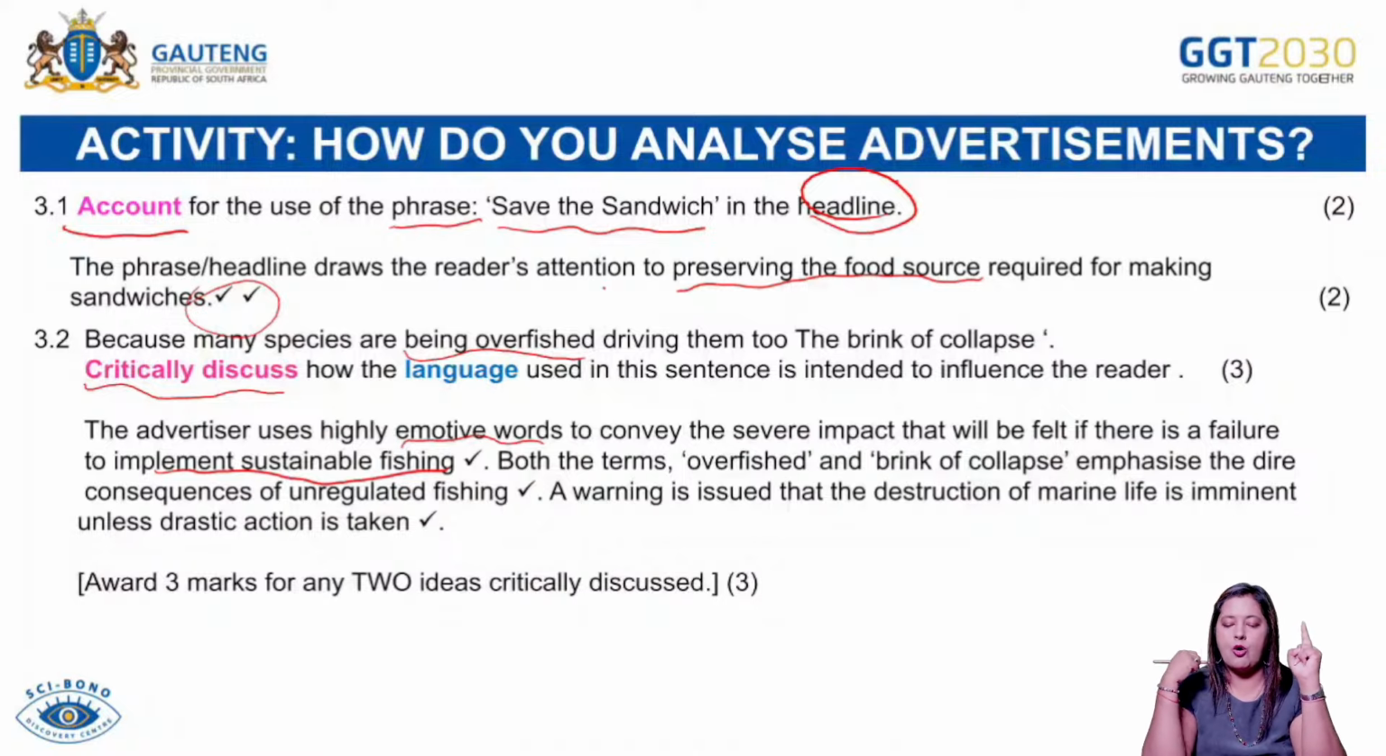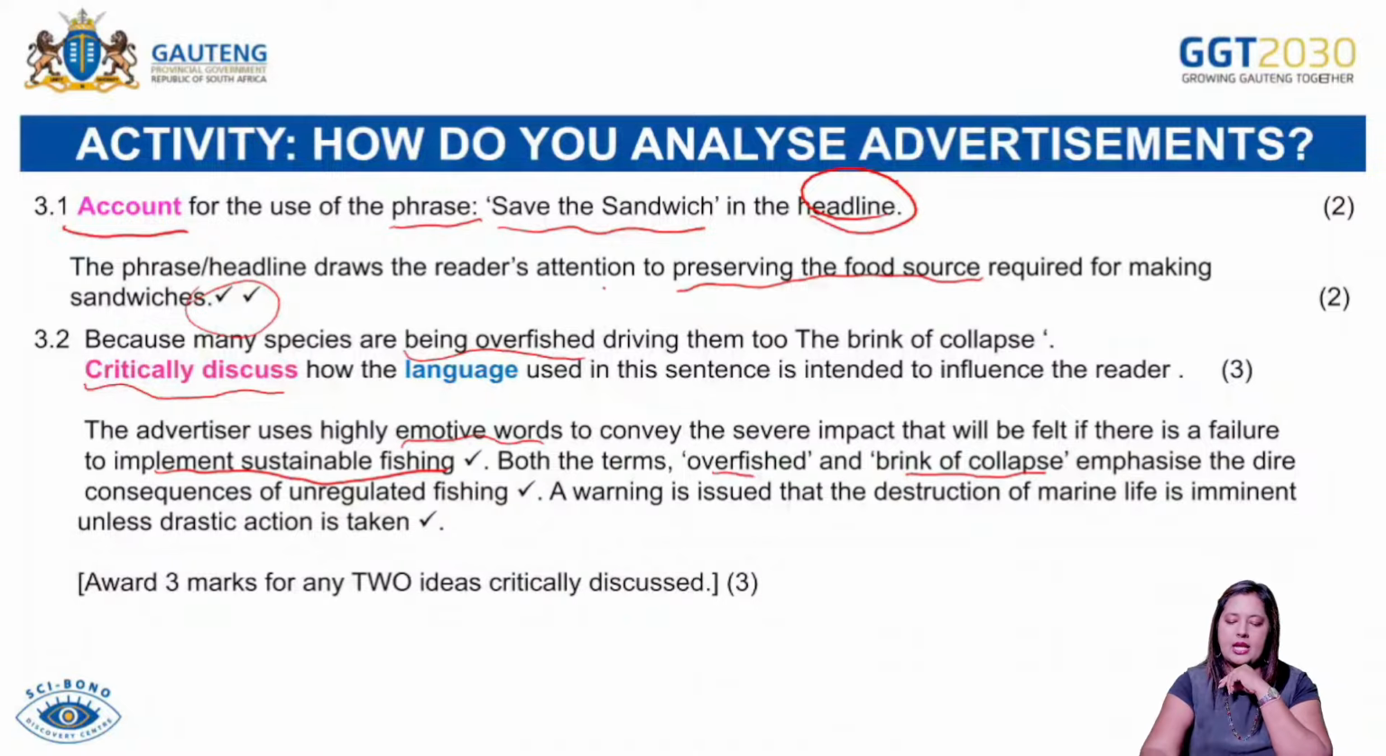Both the terms overfished and brink of collapse, so that's from the quote. We are looking at the 2 words or 2 examples from the quote. Both those terms emphasize the dire consequences if we do not practice safe fishing. All right. So safe fishing in terms of not overfishing, right? So if we continue like that, there will be negative effects. That's the idea coming in for the 2nd mark.